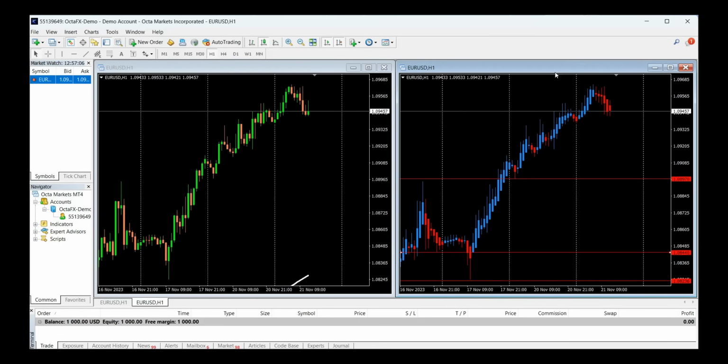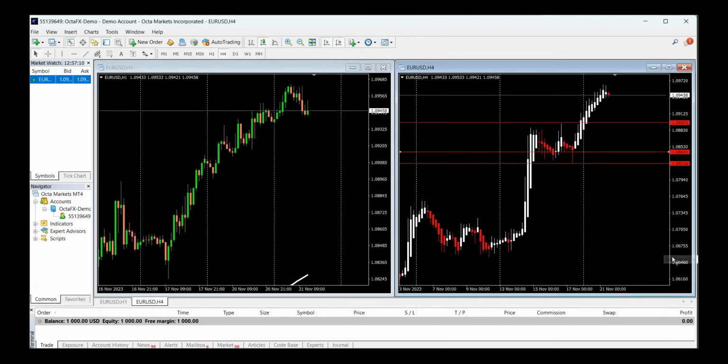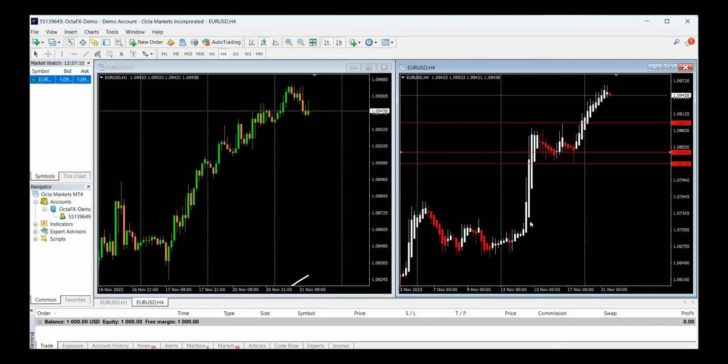So now imagine you are not trading on the 1 hour time frame. Imagine you are trading on the 4 hour time frame. Wow. It's a lot. So on a 4 hour time frame, between this line here and this line here is a week. 1 week.